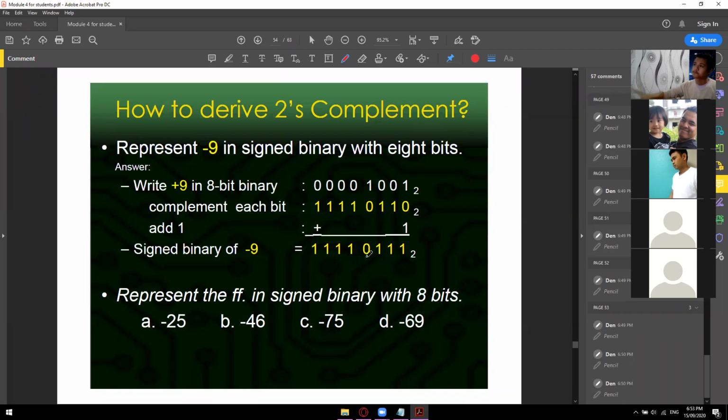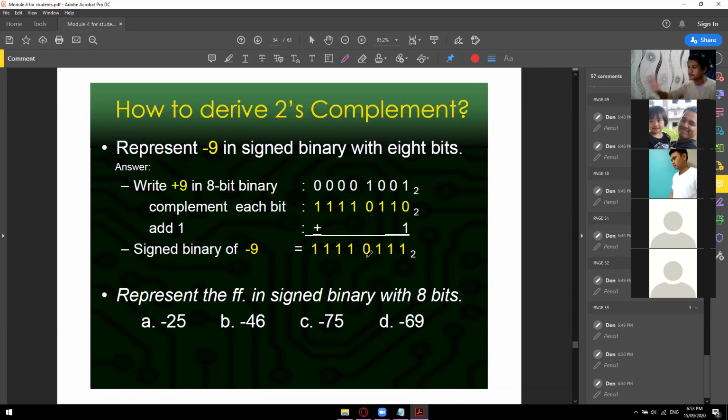Alright. So, sino na nakagets? Sir? May nakagets na? Or medyo naguguluhan pa rin kayo kung paano mag-represent ng negative number in binary?